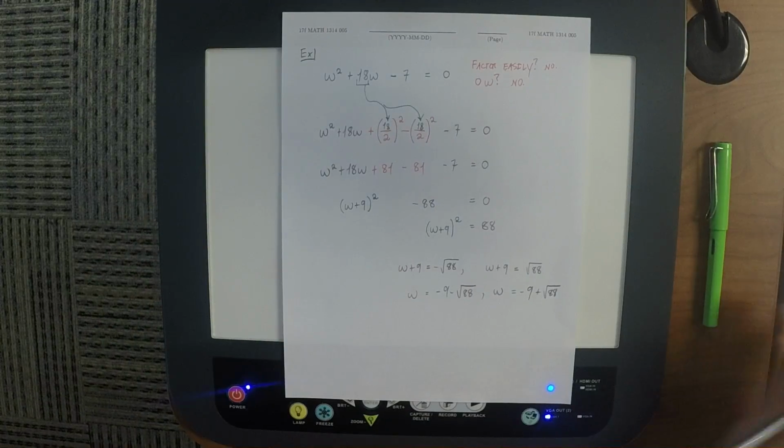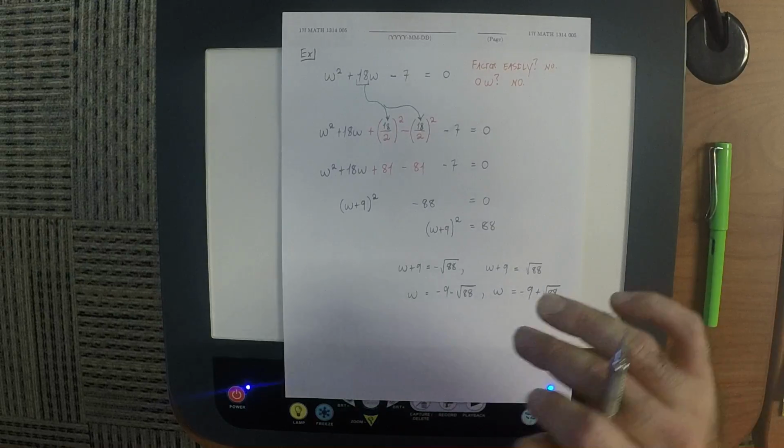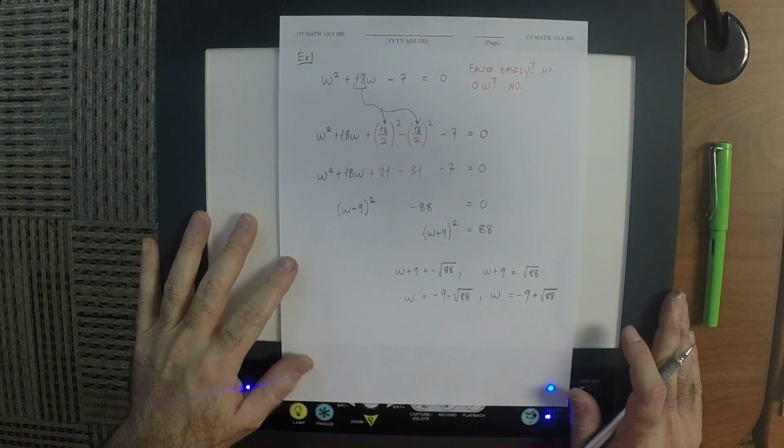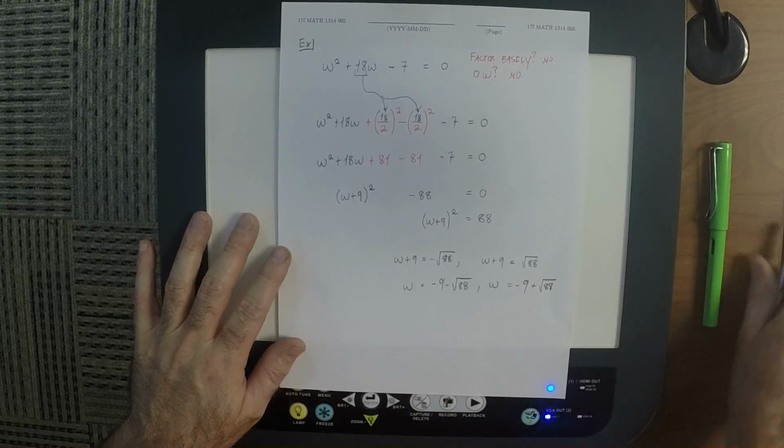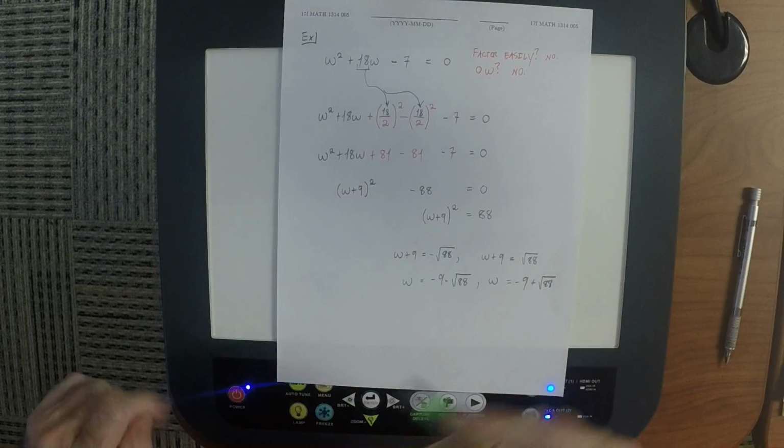Interesting. So, does anyone know the name of what it is that we're doing here? Because it's so popular and important that it has its own given name. This is called completing the square.